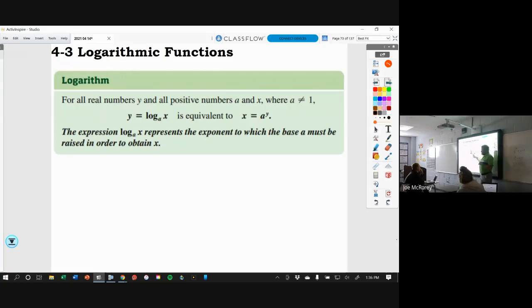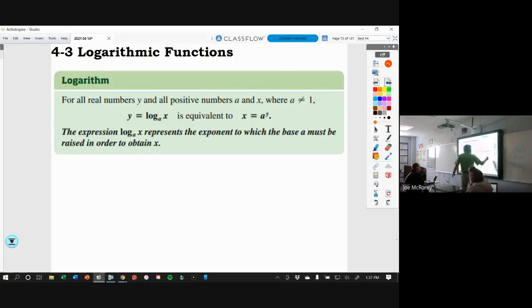I could read this as the log of x base a, or I could read it as the log base a of x. Okay? I'll read it two different ways, just depending on how it comes out of my mouth at that particular time. I do want to point out that y has to be a real number, so we're not dealing with imaginary numbers, which is a good thing.